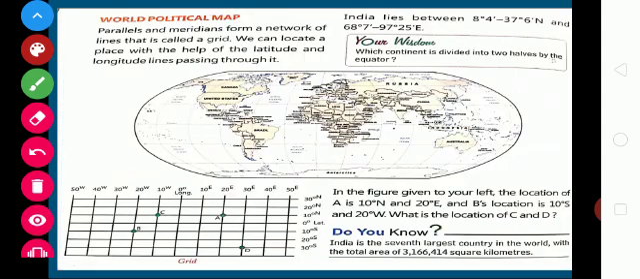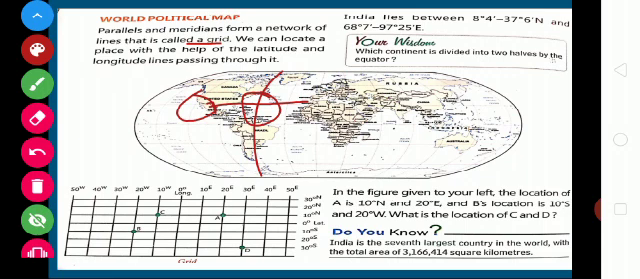And then the world political map. Look at here. This is the world political map. Parallels and meridians form a network of lines that is called a grid. See, look at the picture clearly. These are the meridians and these are the parallel lines, and this one is the grid.